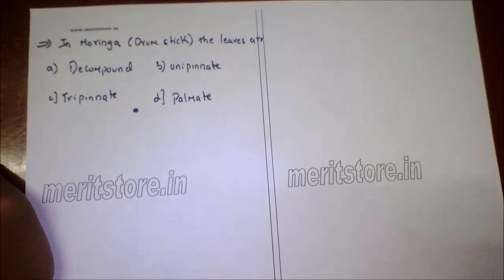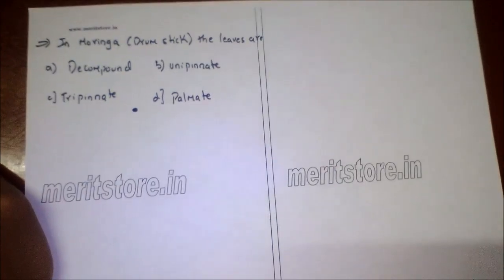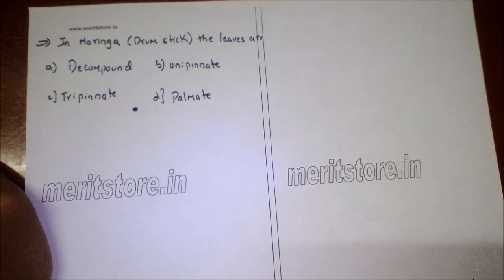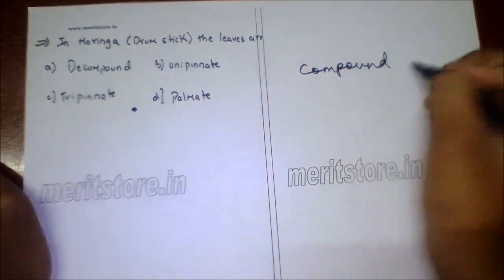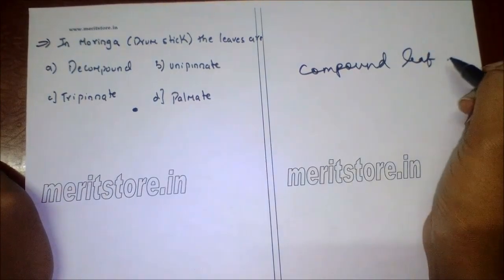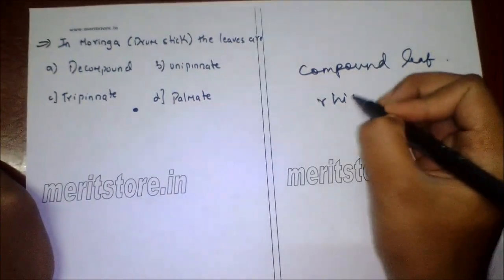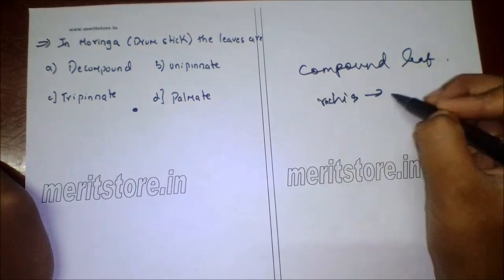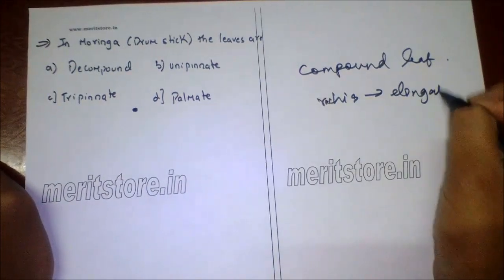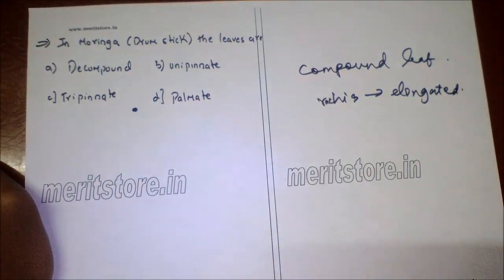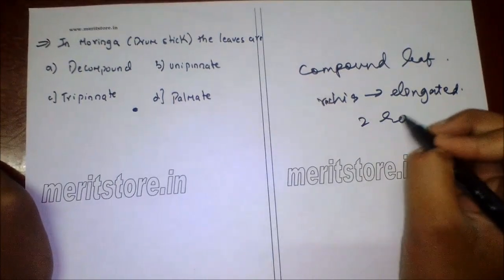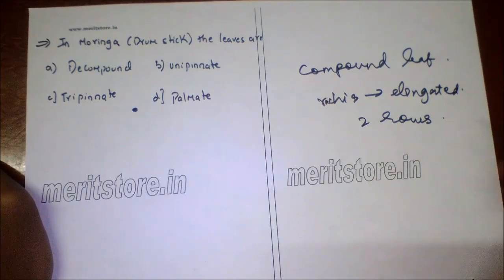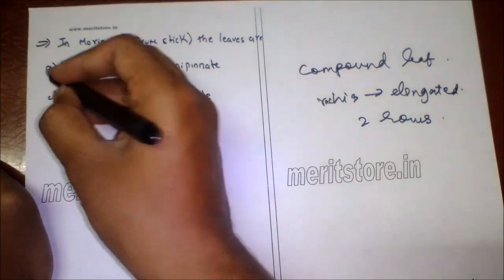In Moringa, that is drumstick, the leaves are: It is the most familiar and widespread type of compound leaf in which rachis is elongated and bears 2 rows of simple or divided leaflets. The leaflets are arranged alternately or in pairs along the rachis. Option A.